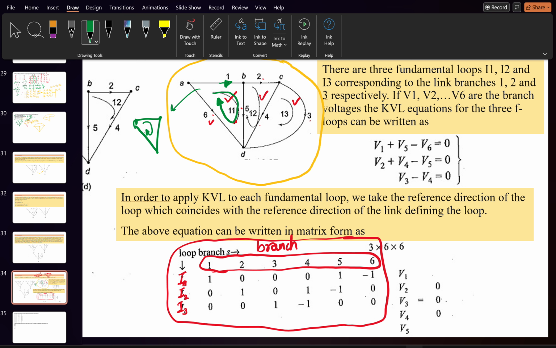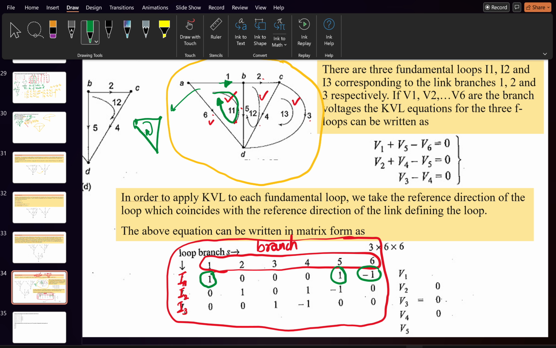So it is actually being formed with the branches first, fifth, and sixth. Okay. If you see the non-zero here, first, fifth, sixth are the non-zero because that loop current is actually being formed with the branches first, fifth, and sixth. Okay. Now see the orientation of that branch current and also the orientation of the loop current. If they are similar, give it as a positive one. If it is not same, give it minus one.